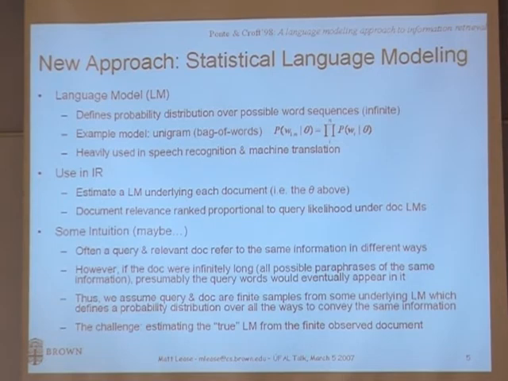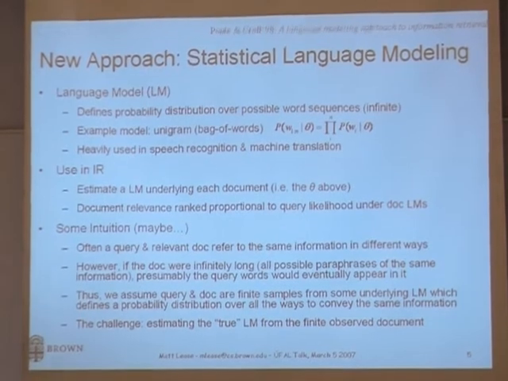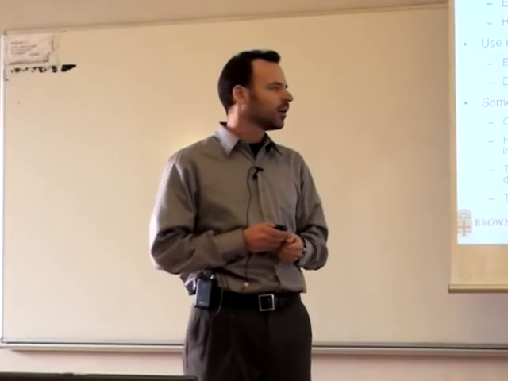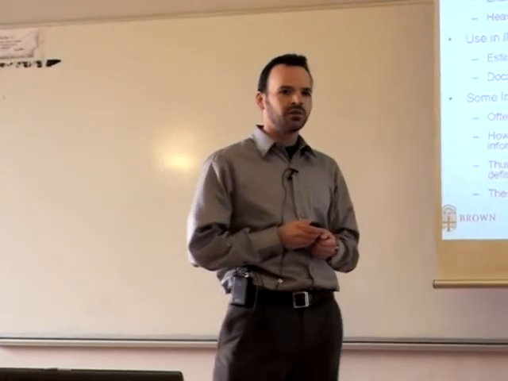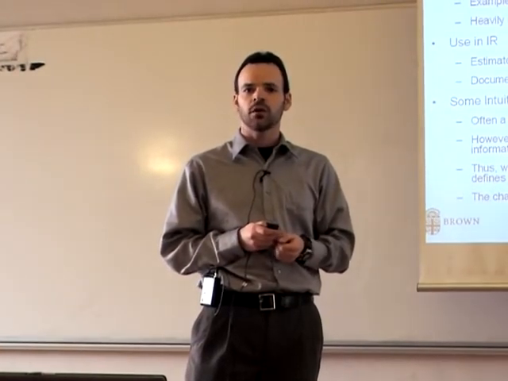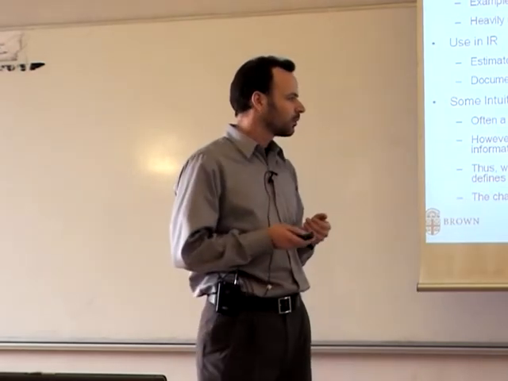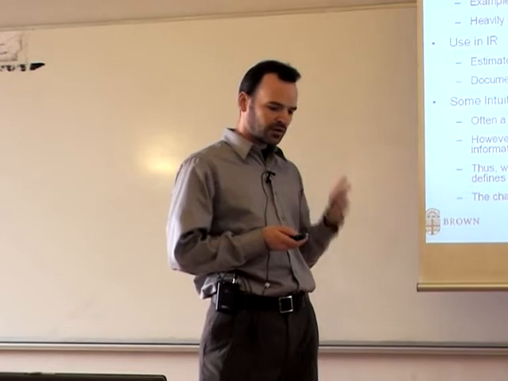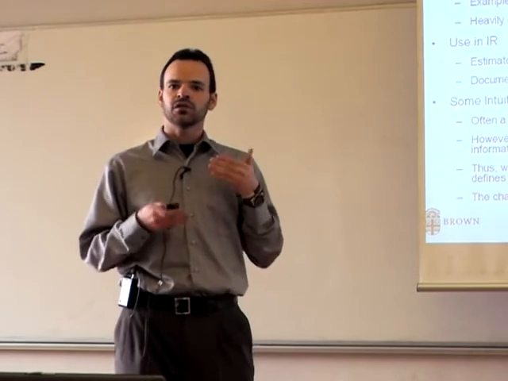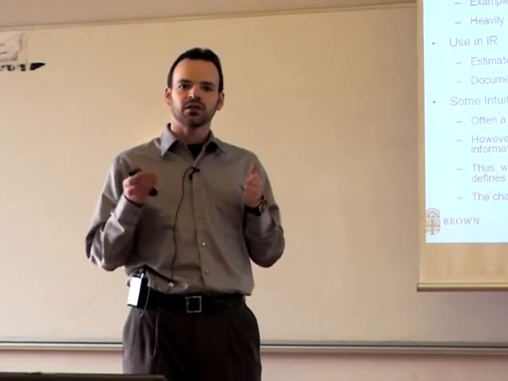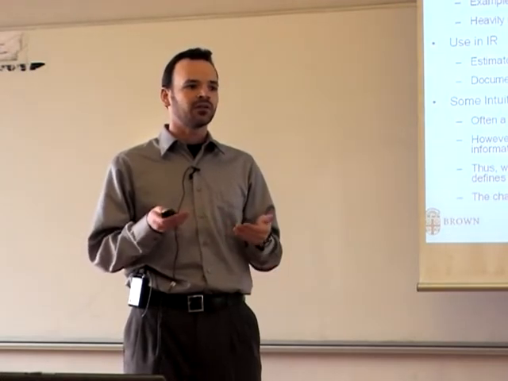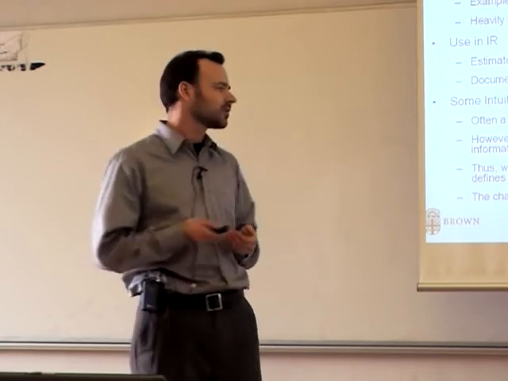Now, some intuition for understanding what's going on here. If you think about it, a query and a document often talk about the same information in different ways. You have a sort of paraphrase mismatch. You can imagine that if the document were infinitely long, you would probably find some paraphrase of the information that does match what's being used in the query, and you wouldn't have this mismatch. So what's going on here in some sense is we're using this language model as an intermediary between the query and the document. Even if the words in the query don't show up in the document, they do show up in this language model with some non-zero probability, if we can estimate it correctly. And hopefully that'll be enough to let us determine the relevant documents.